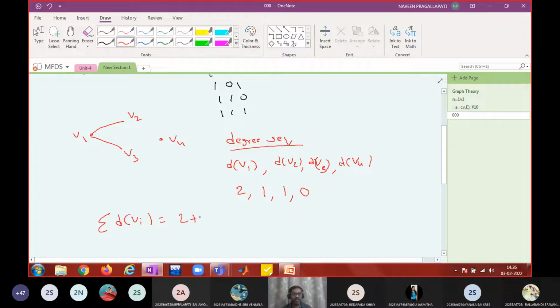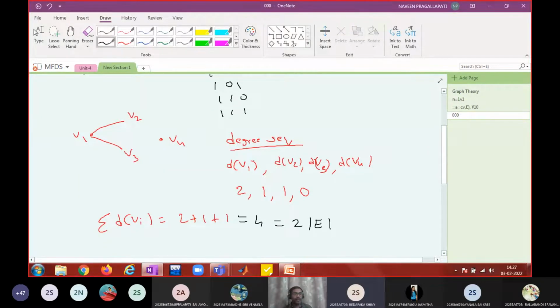Equal to 2 plus 1 plus 1 plus 1 equal to how much? Sorry, 2 plus 1 plus 1 only. So what is this sum? This is equal to 4, and this is equal to 2 times the number of edges. How many edges are there? 2. 2 into 2 is 4.